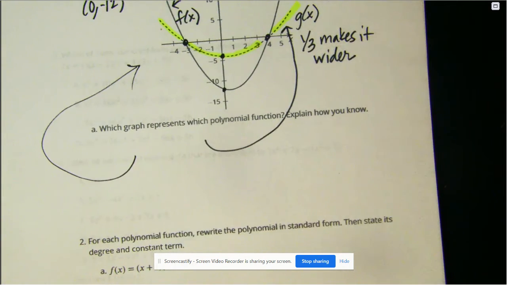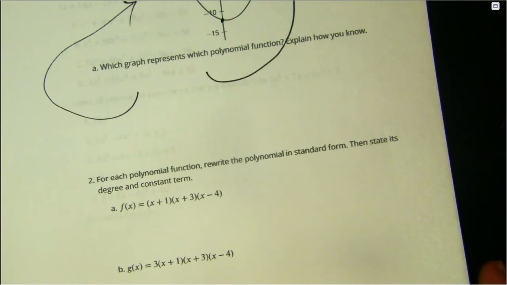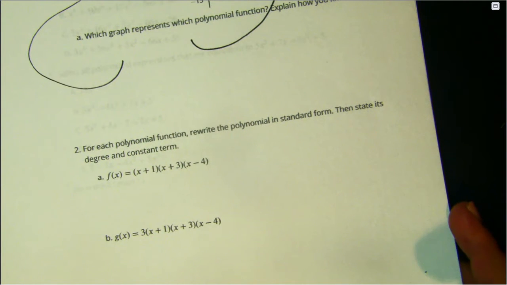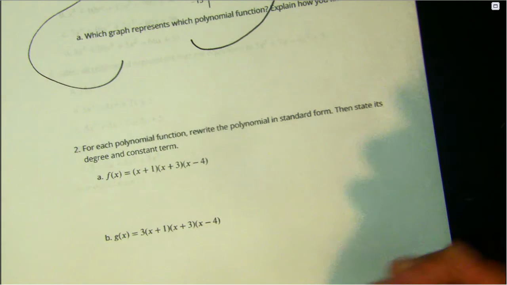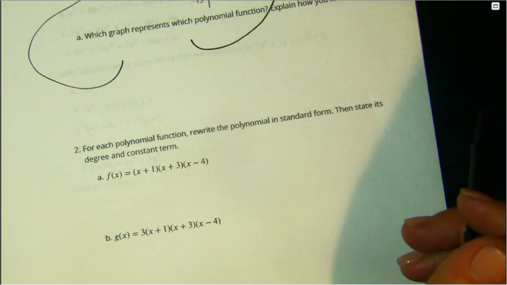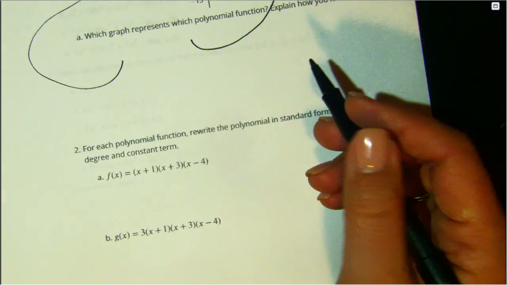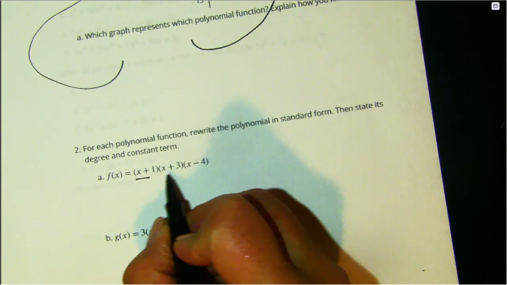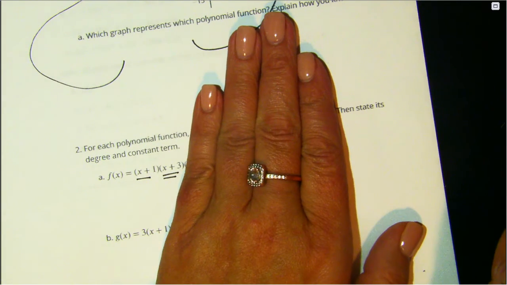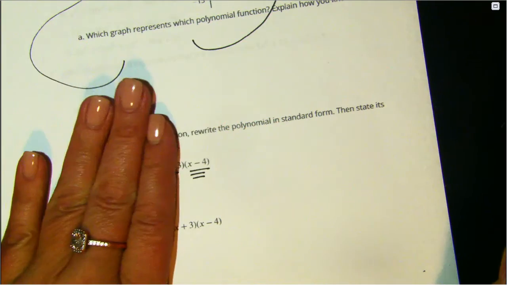Number 2, for each polynomial function, rewrite the polynomial in standard form, then state its degree and constant. So we need to multiply. Now we've talked about doing FOIL or the box. I'll do FOIL one time and then I'll do the box. So I have to multiply this times this times this. That's 3 things. So pick 2 to do. It doesn't matter which 2. I'm going to multiply those 2 first, then I have to take that answer times that.